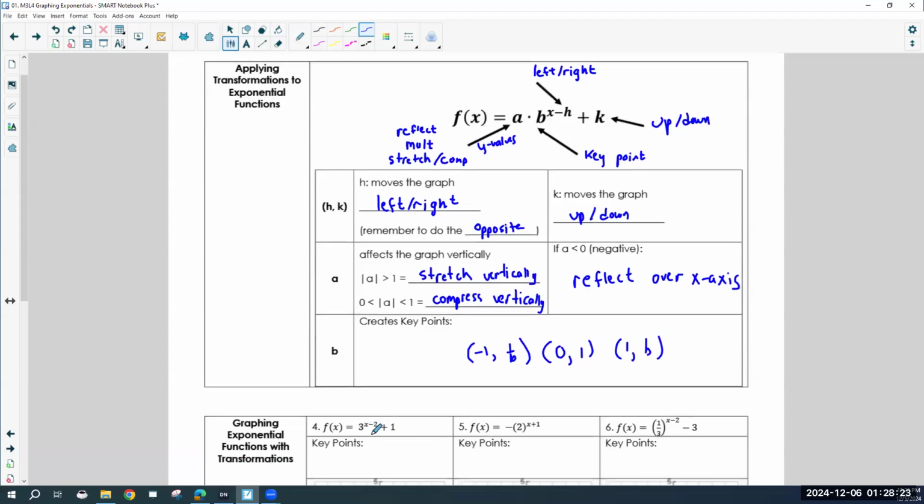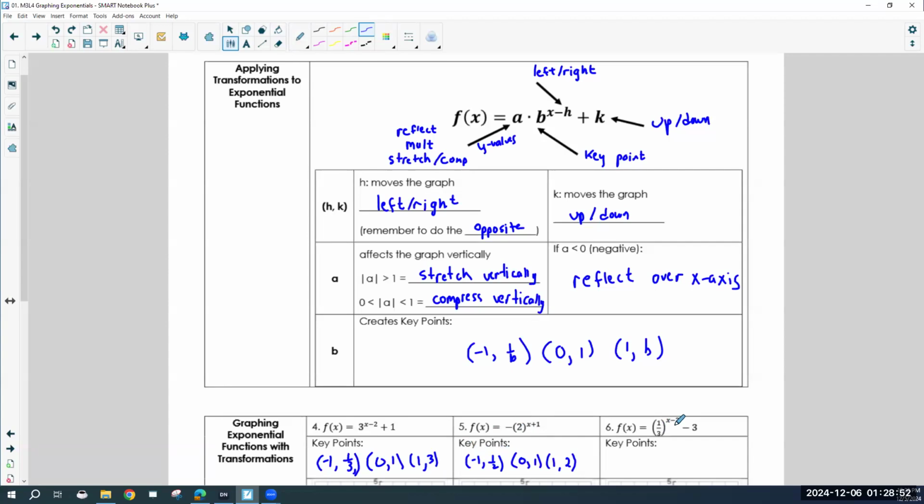All right, let's start that by just doing this. Like, what are the key points here? The key points have to do with this 3. So for this one, you have -1, 1/3. Then you have 0, 1, and then 1, the base, so 3. When I look at this one, ignore all the mess and just do -1, 1/2, 1 over the base of 2, 0, 1, and then 1, the base. Okay, so go ahead and try that one.